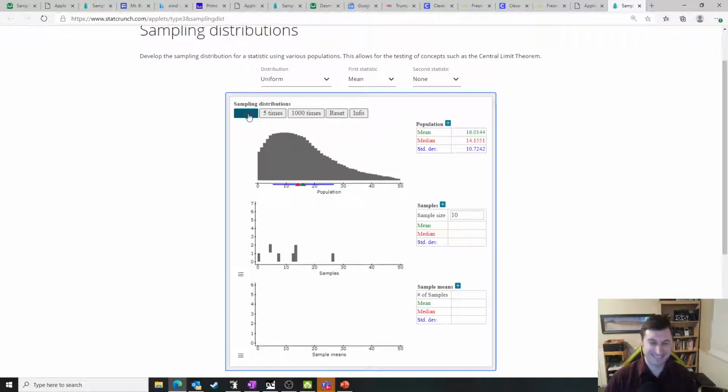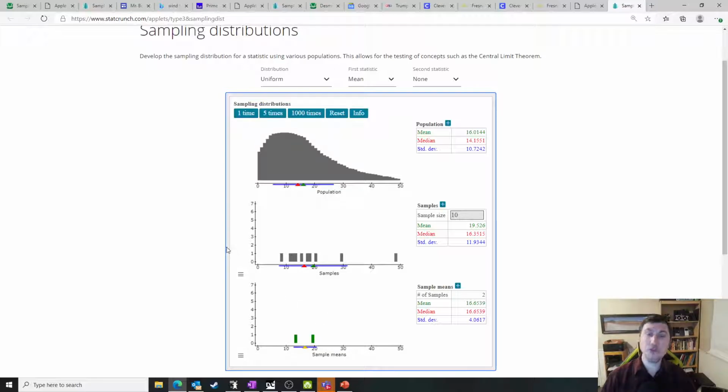Bazinga! You can see why it's called the poop animation. So we took a sample, and then we recorded the average of that sample. Then we do it again. We take another sample, and then we plot the average. We do that over and over and over again.